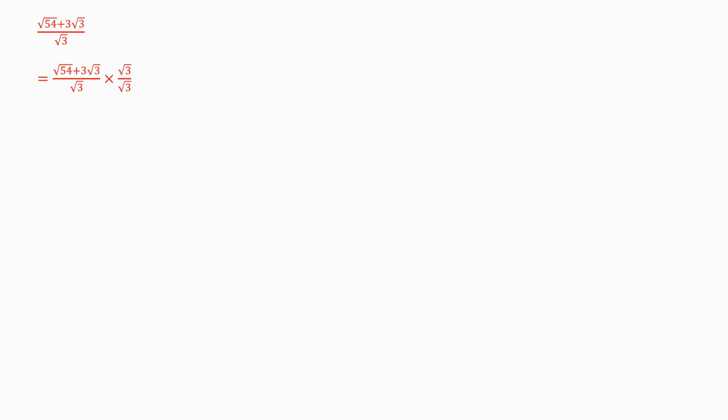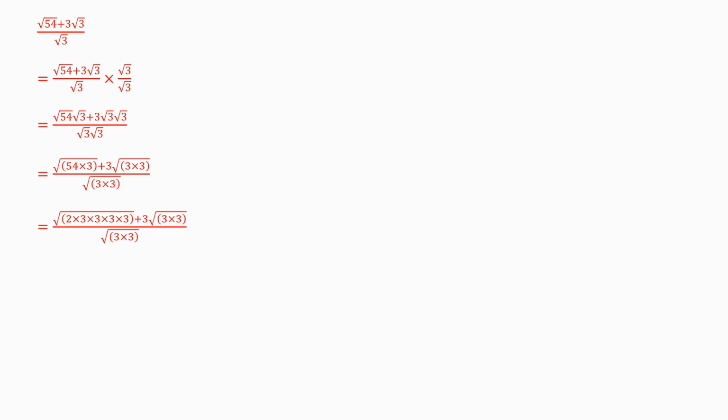Then we multiply the root 3 with the numerator. We shall have root 54 root 3 plus 3 root 3 root 3 divided by root 3 root 3. This can be rewritten as root 54 times 3 plus 3 root 3 times 3 divided by root 3 times 3. Then 54 can be factorized, and therefore we have root 2 times 3 times 3 times 3 times 3 plus 3 root 3 times 3 divided by root 3 times 3.